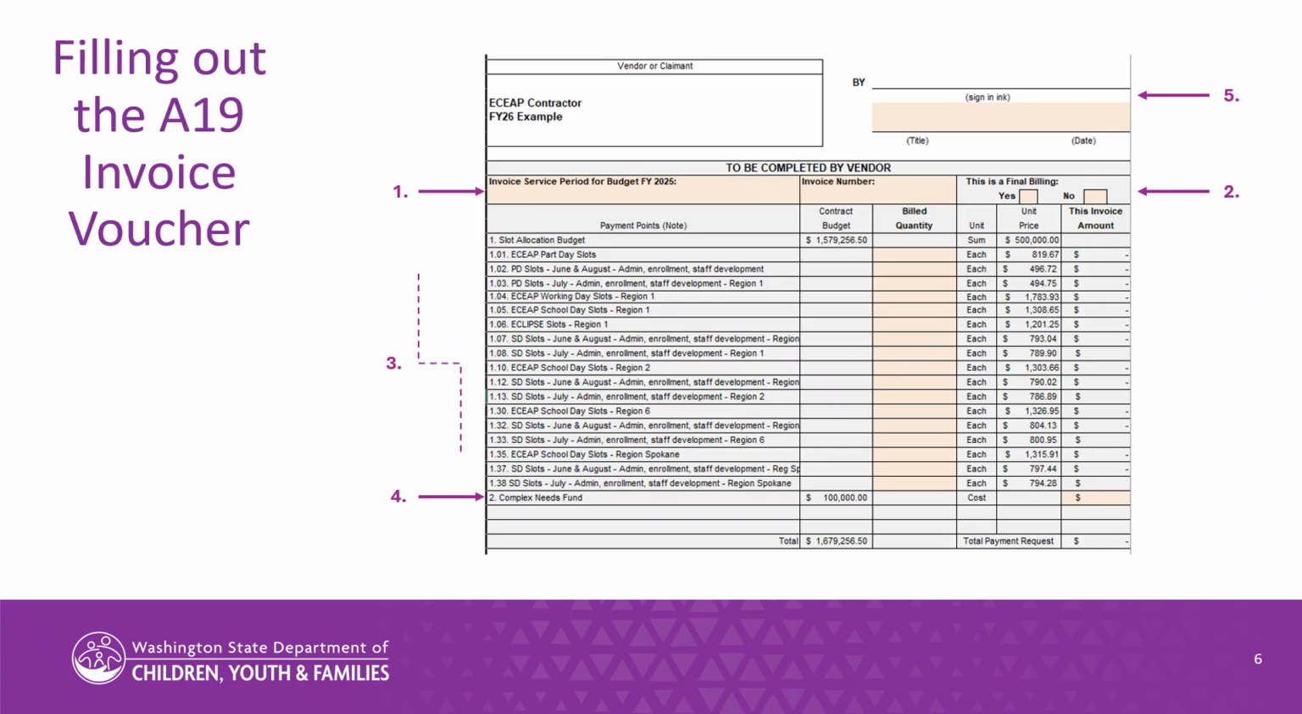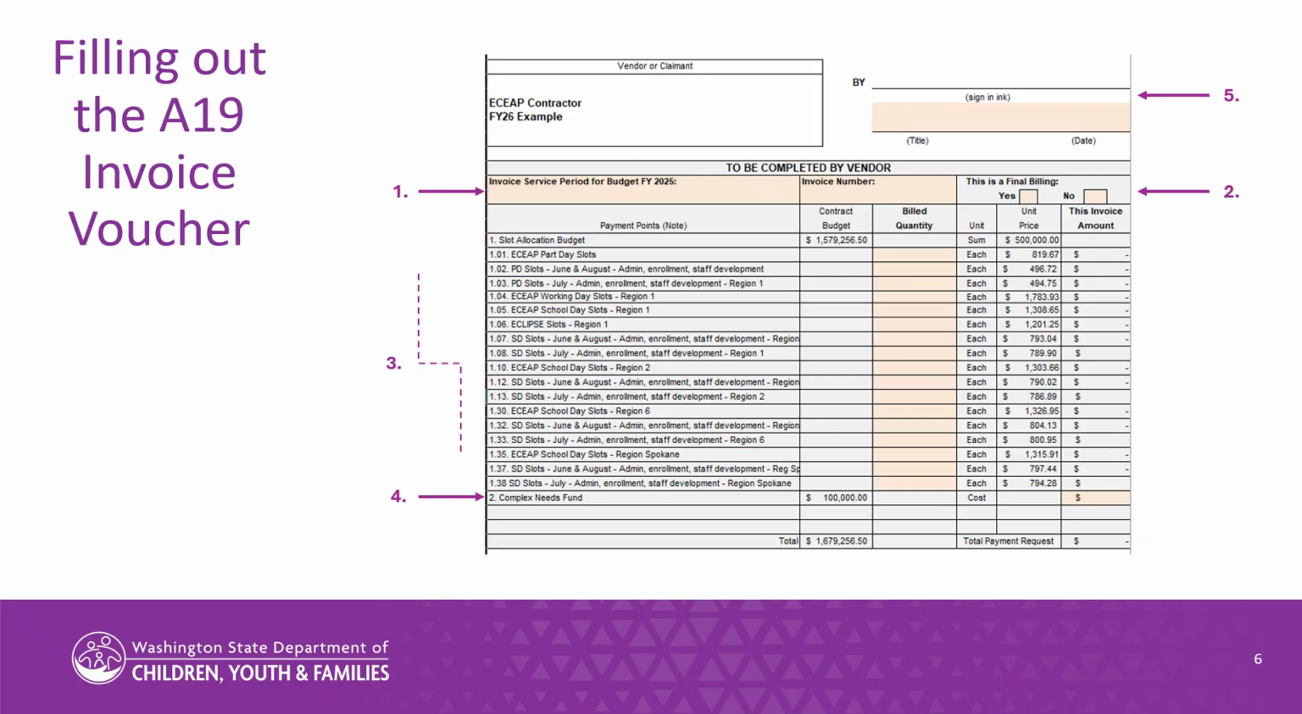For example, July will be labeled slot type July, admin, enrollment, staff development, region number. June and August will be labeled slot type June or August, admin, enrollment, staff development, region number. All other months, October through May, will be labeled ECAP slot type, region number. Eclipse will be identified as Eclipse slots region number.